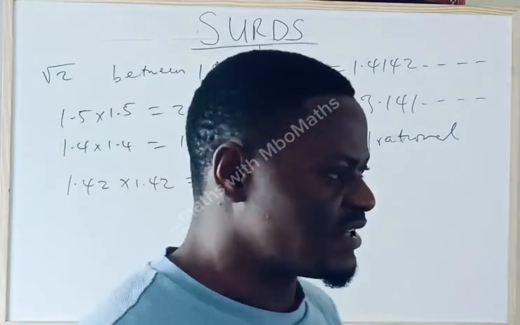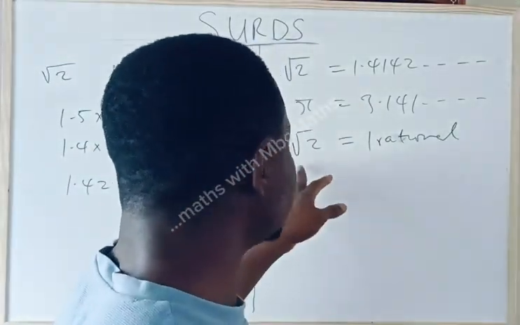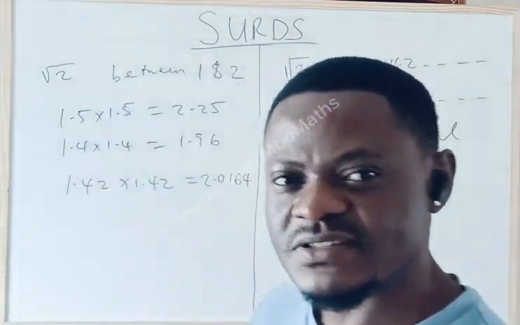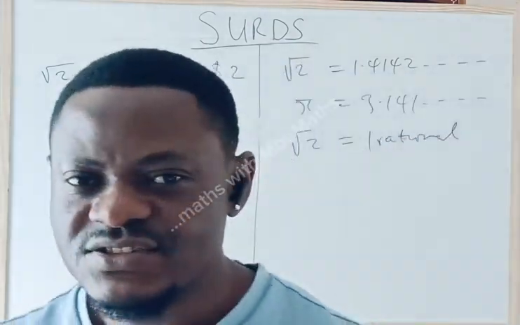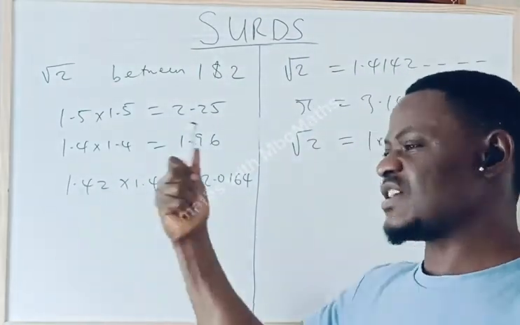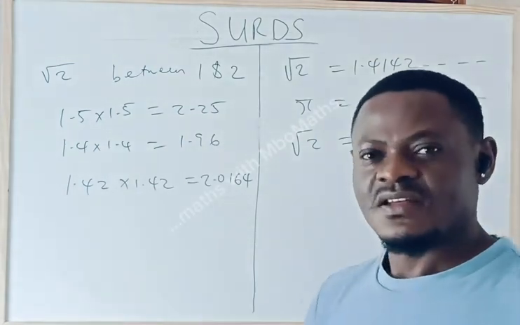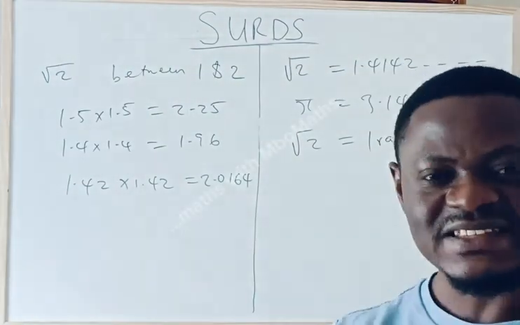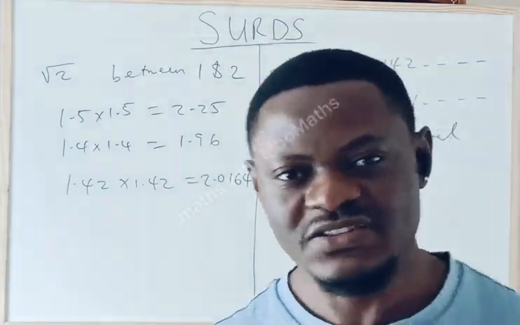It is irrational in the sense that we cannot determine its exact value, and that takes us to the definition of a surd. So what is a surd? A surd is any number which cannot be written as a rational number. In other words, any root which you cannot determine its exact value is called a surd.